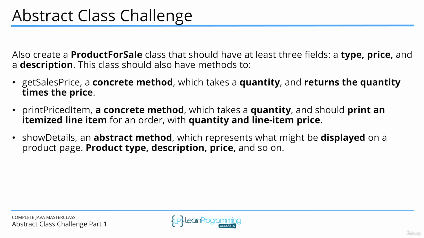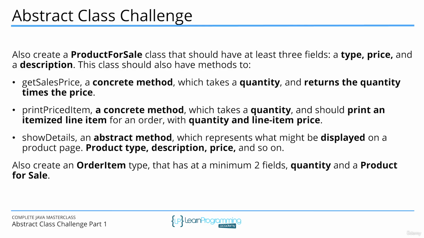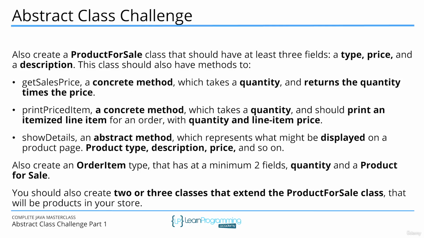Show details, an abstract method, which represents what might be displayed on a product page: product type, description, price, and so on. Also create an order item type that has at a minimum 2 fields, quantity, and a product for sale. You should also create 2 or 3 classes that extend the product for sale class that will be products in your store.